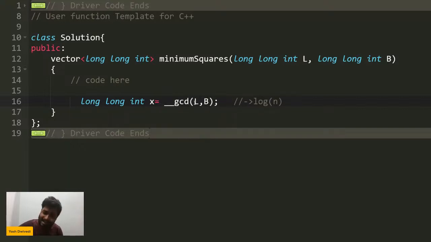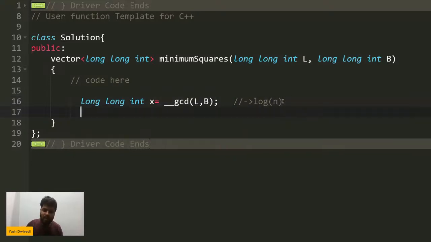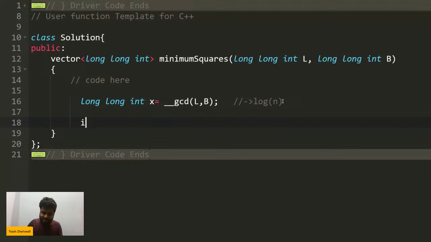Is that clear? X has to be a divisor of L, and x also needs to be a divisor of B. So x should be a common divisor of L and B, and I should choose x in such a way that it has the greatest value. That is why x will be the greatest common divisor of L and B here. Now let's say long int number of squares, right?